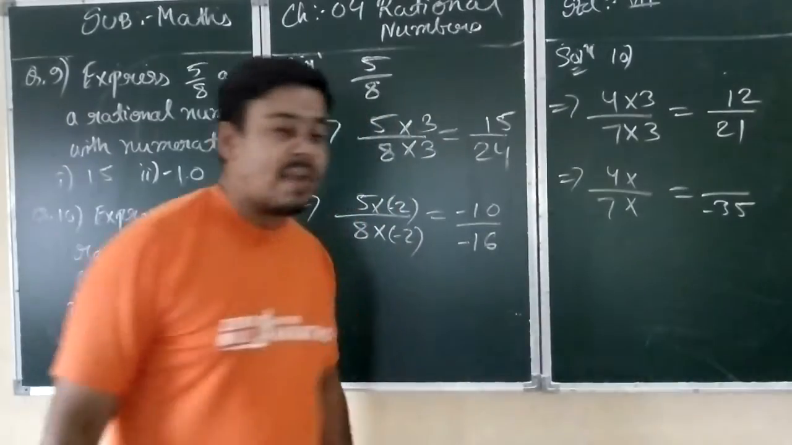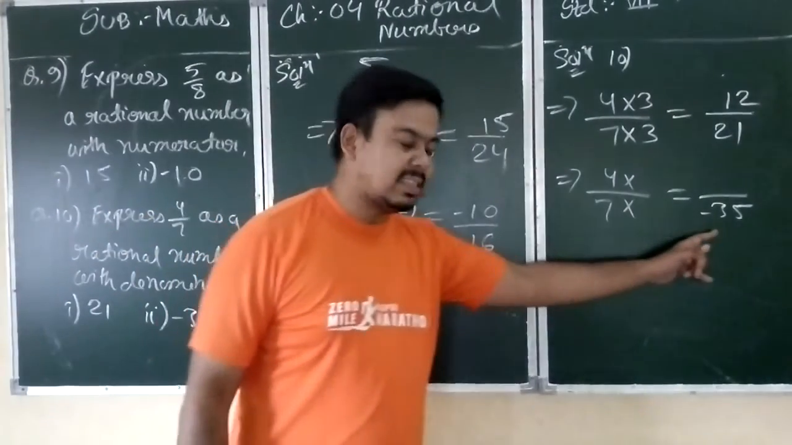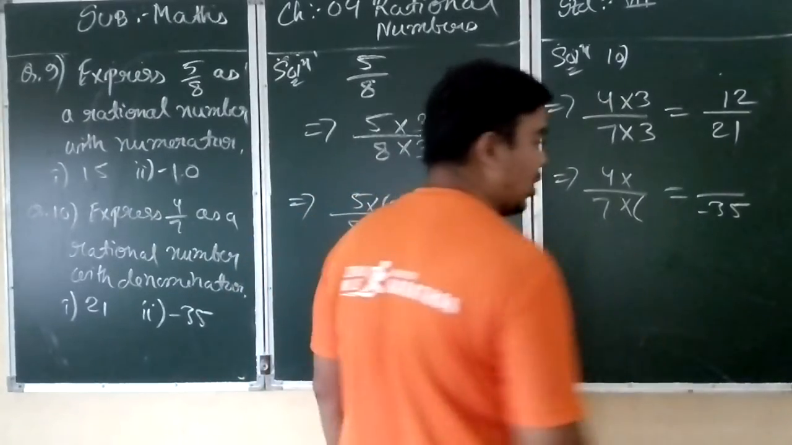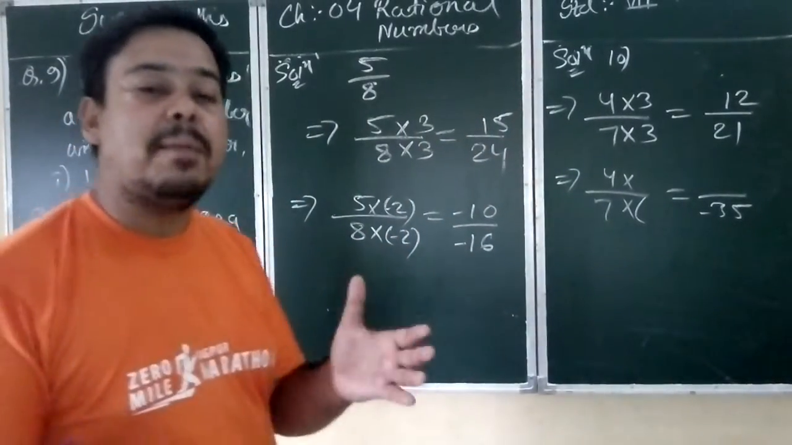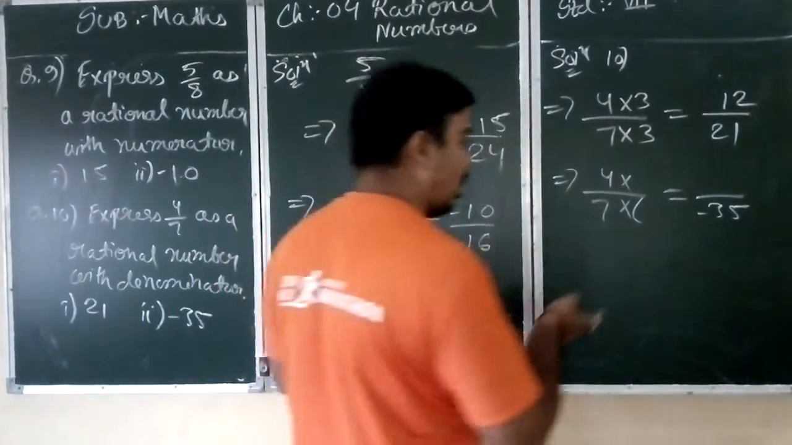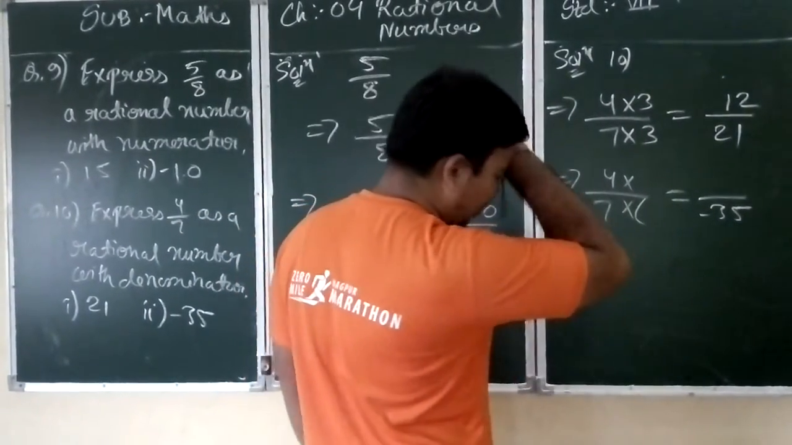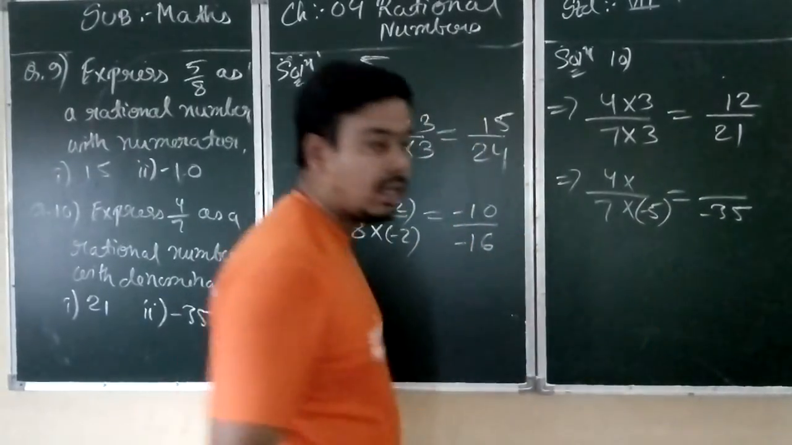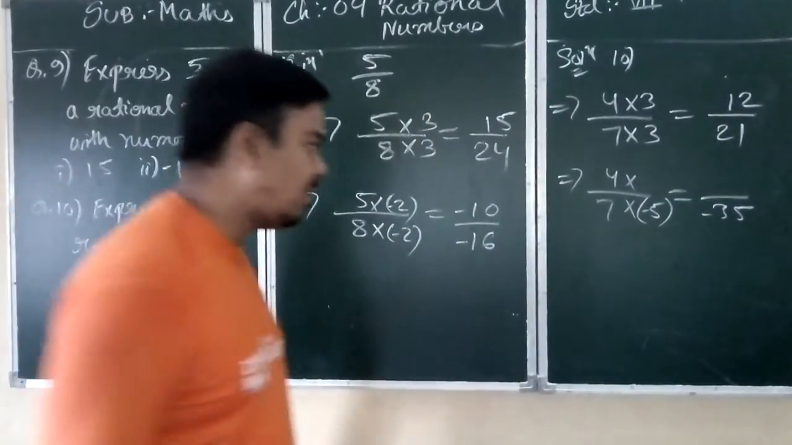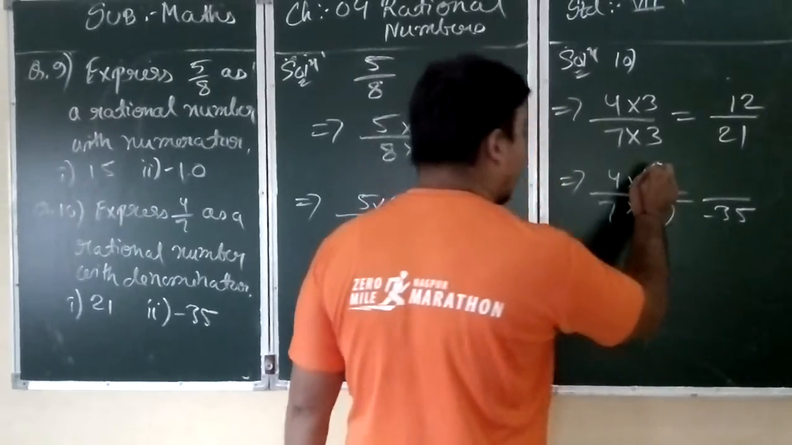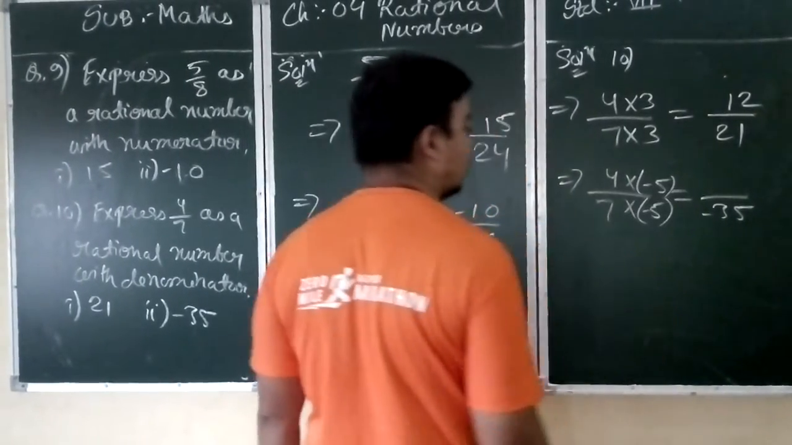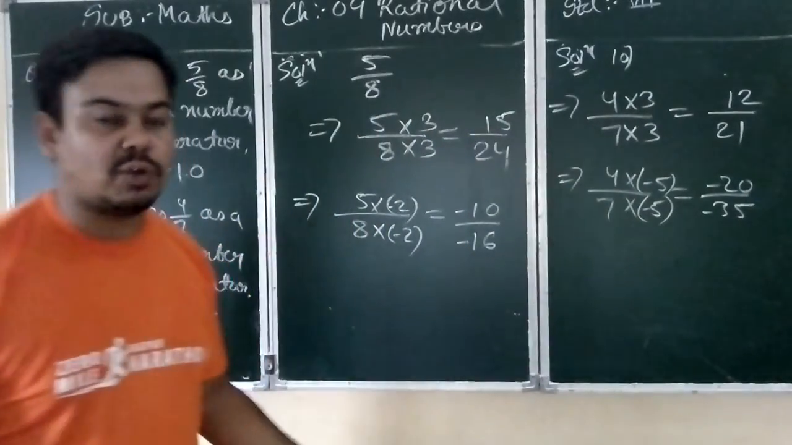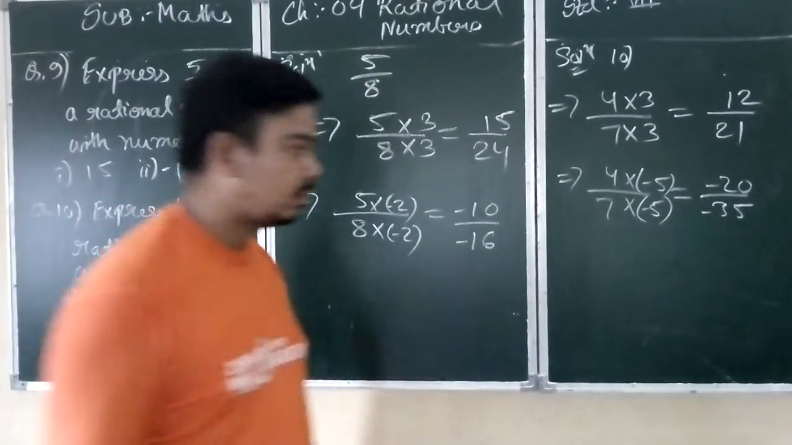Now 7 is multiplied by which number to get the answer minus 35? So it is a negative integer, so naturally the denominator is also multiplied by the negative integer. 7 times minus 5 is minus 35. So the denominator is also multiplied by minus 5. 4 times minus 5 is minus 20. The minuses cancel, so the answer is positive 20 by 35.